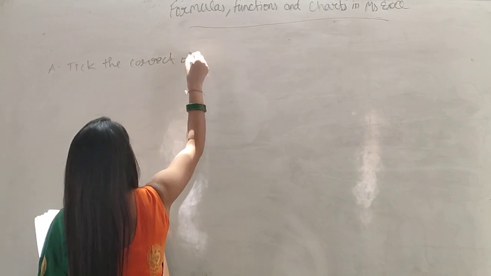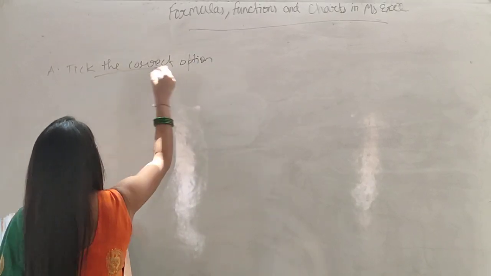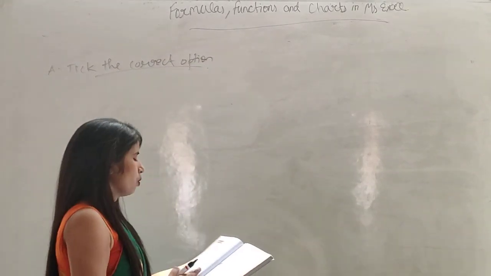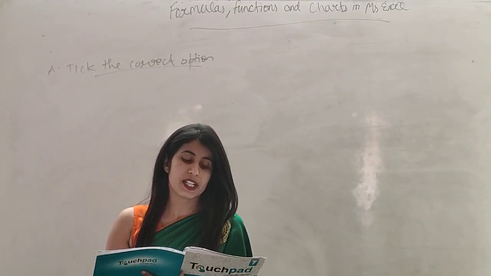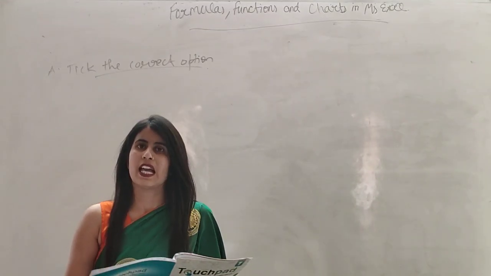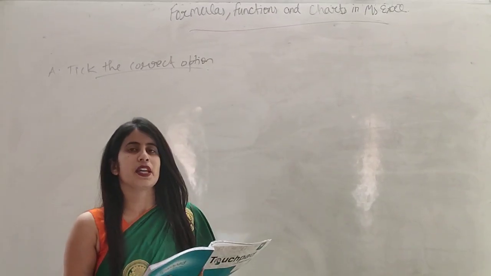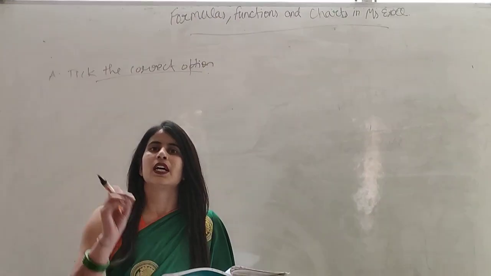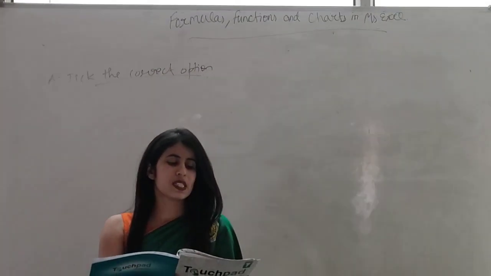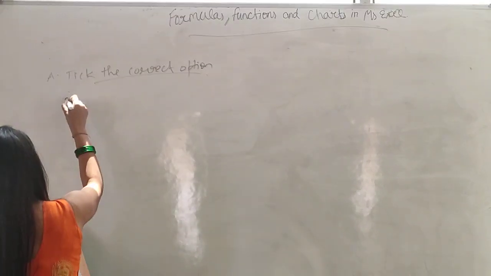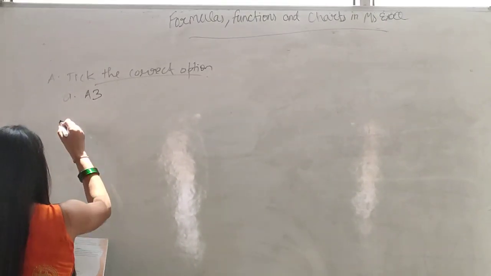Tick the correct option. Okay. So the first one is, which of the cell references can be included in relative reference? Okay, as we know that in relative reference only the dollar sign is not present there. So we will choose A3. So the answer is A3.